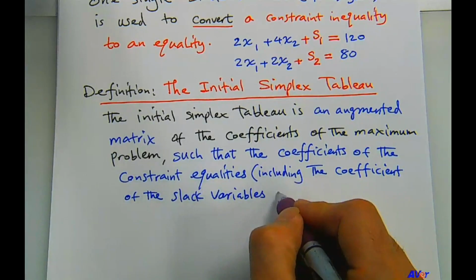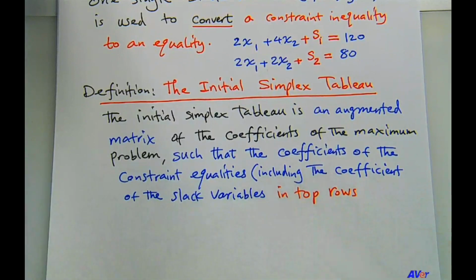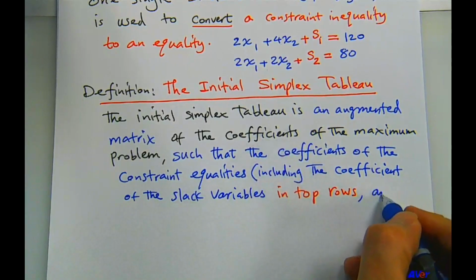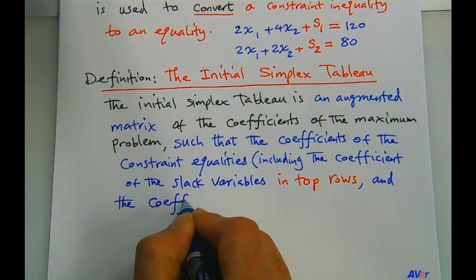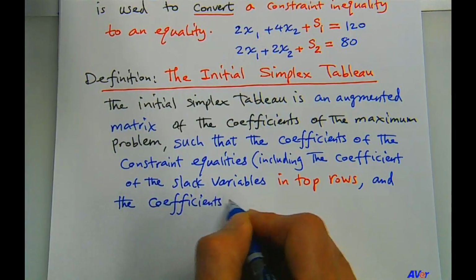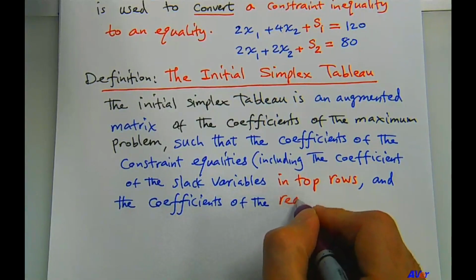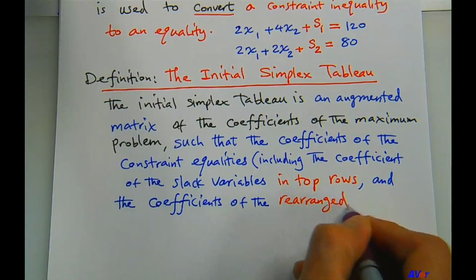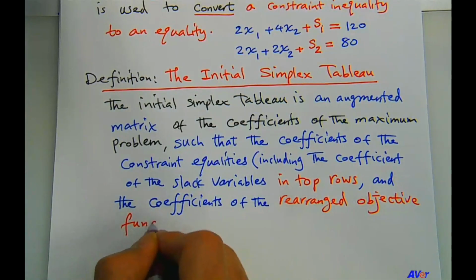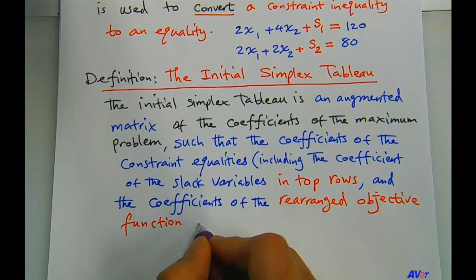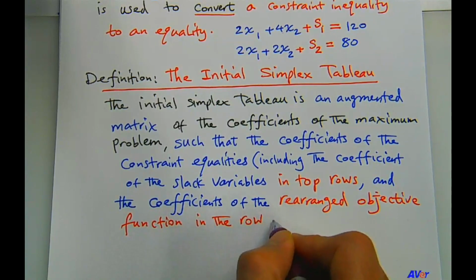So those coefficients are in the top rows, and then the coefficients of the rearranged objective function are in the row at the very bottom.